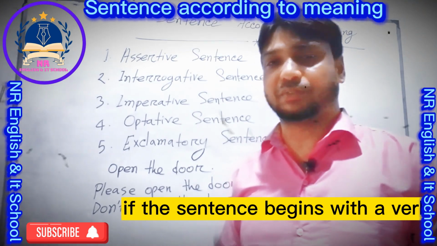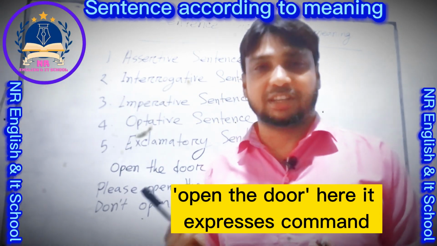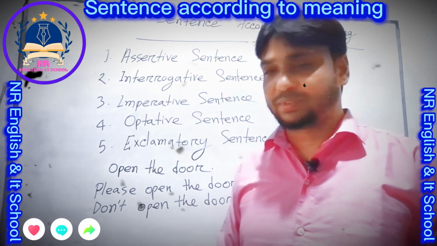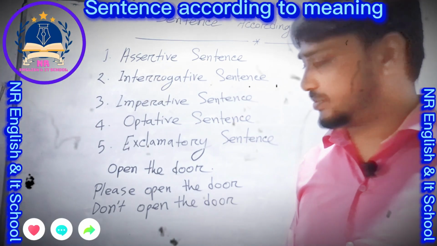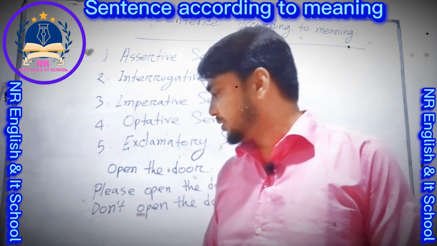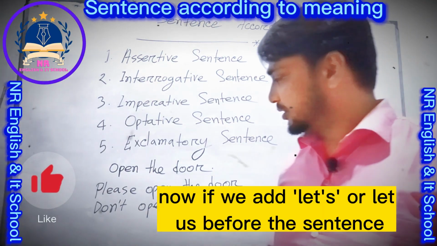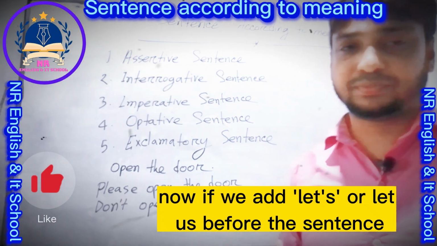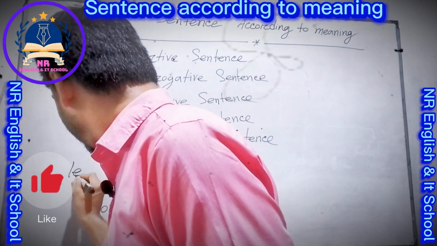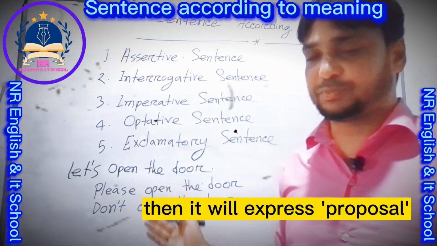Viewers, if the sentence begins with a verb, then it expresses command. Open the door. Here, it expresses command. If we add don't here, don't open, it expresses prohibition. And if we add please or kindly before the verb, then the sentence will express request. Please open the door. Now, if we add let's or let us before the sentence, let's open the door, then it will express a proposal.